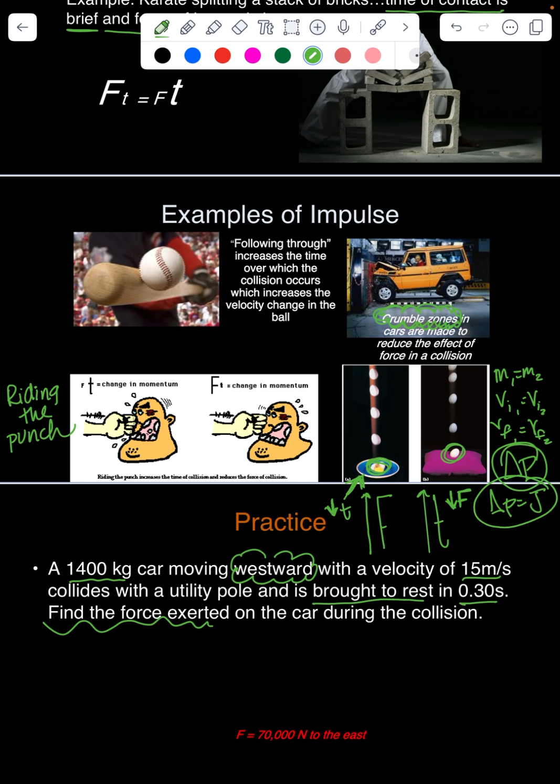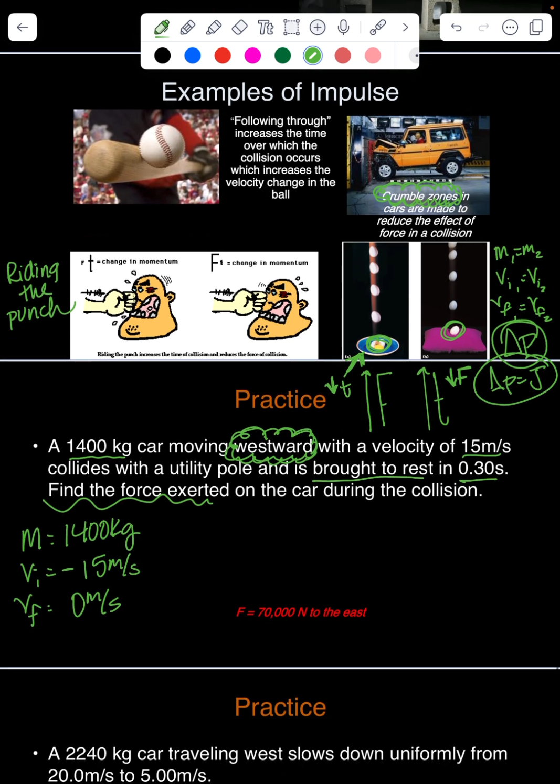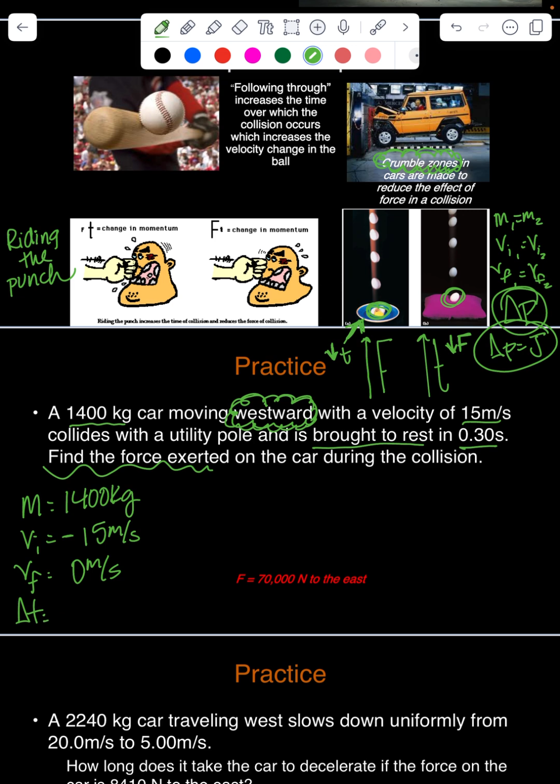All right, so we have our mass of the car, that's 1,400 kilograms. All right, we're given our initial velocity of the car, which is 15 meters per second. I told you this car was traveling westward, so that is going to be a negative 15 meters per second. All right, and then we said that after it collides, it is brought to rest. So that tells us our V final is 0 meters per second. All right, it did so in 0.3 seconds. All right, I want to find the amount of force that was exerted on it.